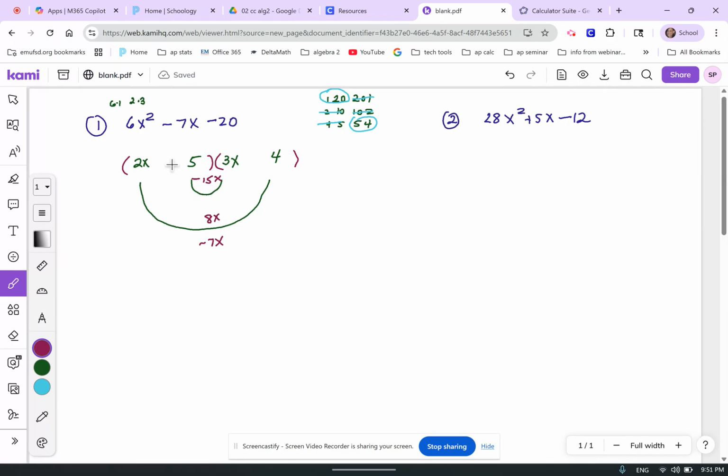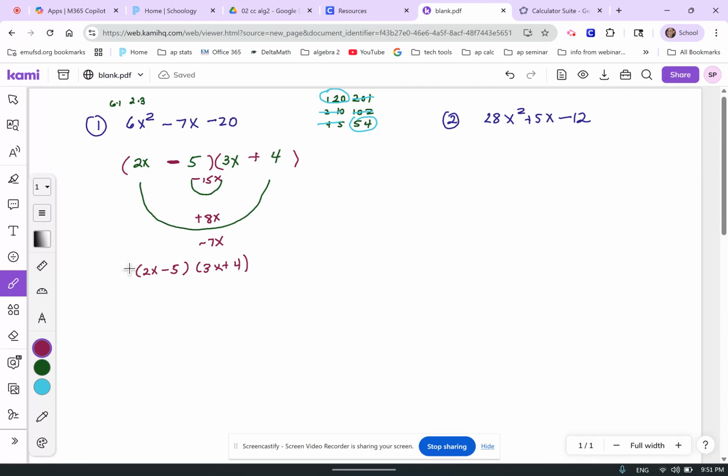So the 2x minus 5 is going to get the negative because the product has to be negative 15x. And likewise, the 8x has to be positive in that case. And therefore, that 4 is going to be positive. So your final answer using the trial and error technique is 2x minus 5, 3x plus 4.